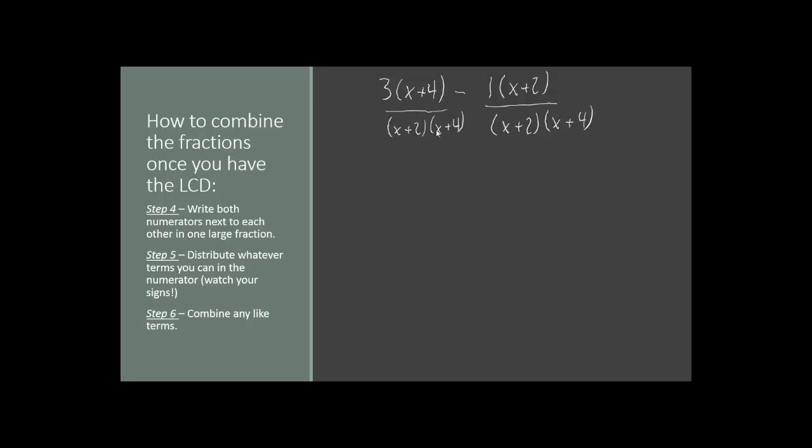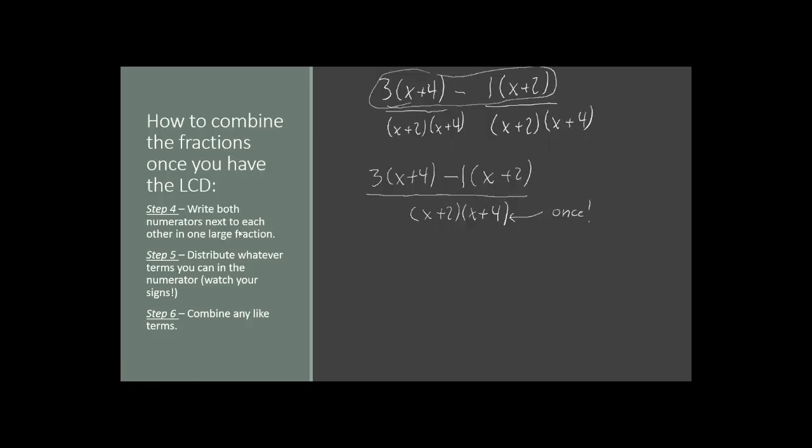Now we can write these two fractions together as one fraction. We will just combine these two numerators together. So we'll get 3 times the quantity x plus 4 minus 1 times the quantity x plus 2 divided by the LCD, x plus 2 times x plus 4. Make sure that you only write this one time. You don't have to write it twice anymore, because now it's all one fraction.